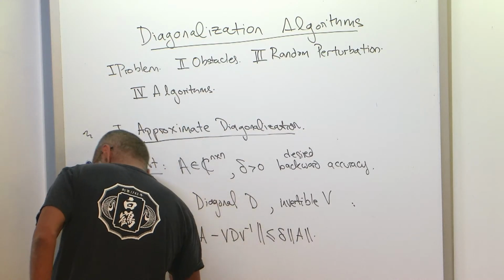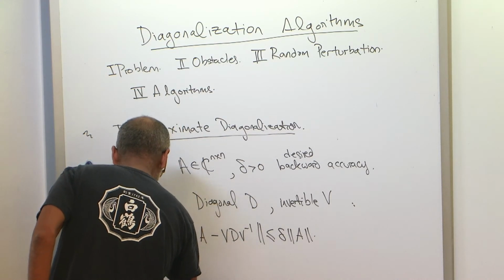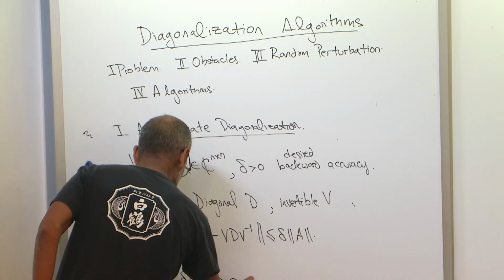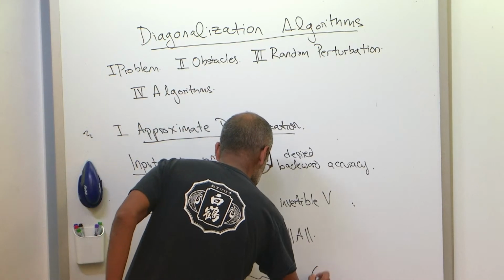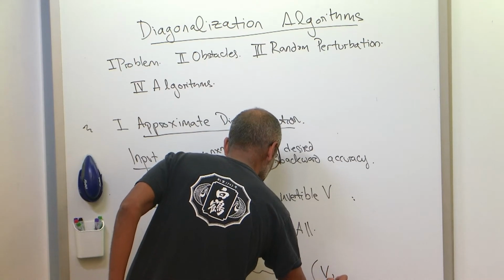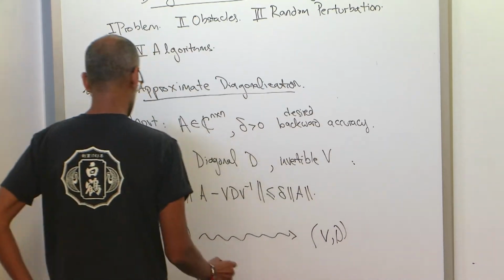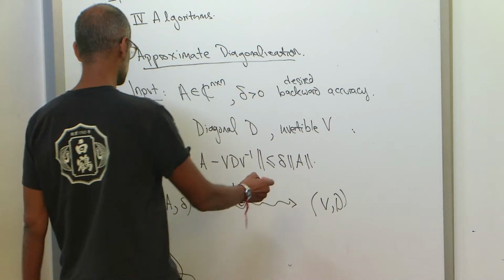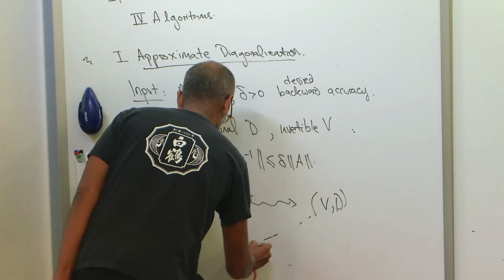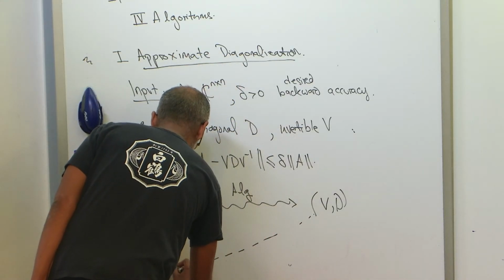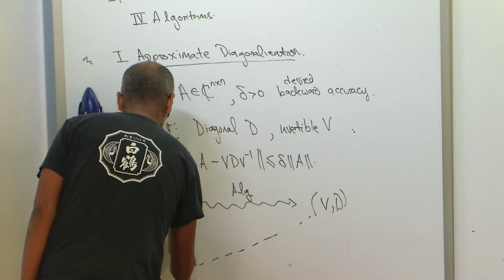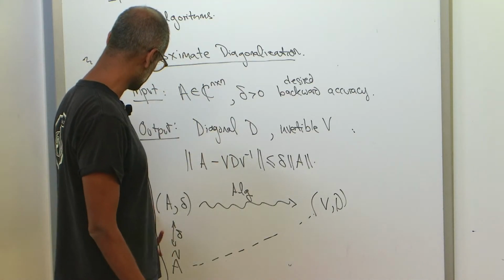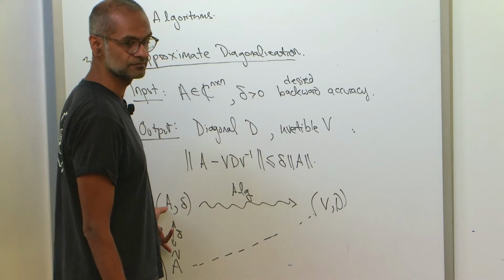And the picture associated with this is the input is some A and delta. The algorithm takes this and does something with it and produces a pair of matrices, V and D. And this V and D are supposed to be the exact diagonalization of some other matrix, A tilde, whose distance to A is at most delta. So the notion of approximation is in the input domain.